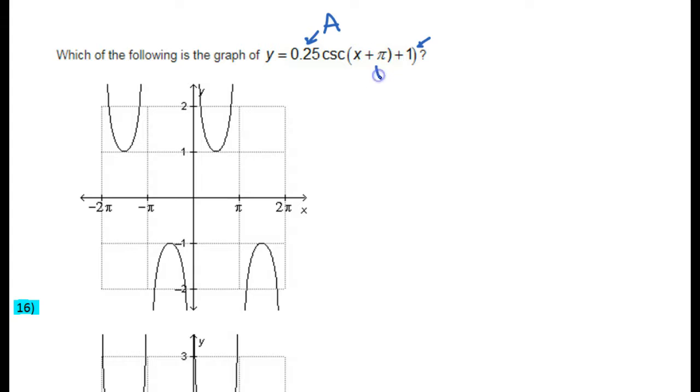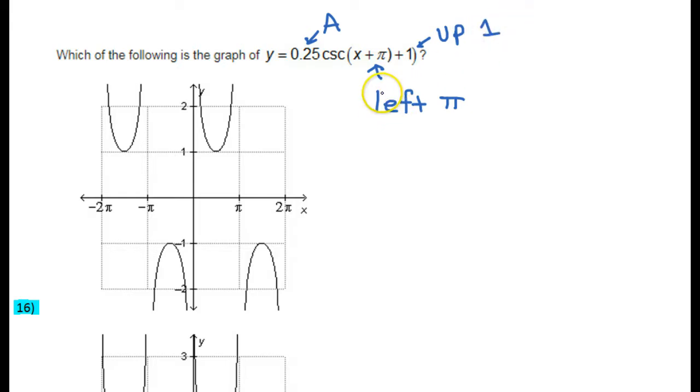We have a horizontal shift, and the horizontal shift, which occurs on the inside of any function, is always the opposite of the way it looks. So if you see a minus sign, it's actually a shift to the right, and if you see a plus sign, it's actually a shift to the left. So this graph will be shifted to the left pi units. And then we have this plus 1 on the end. That's going to be a vertical shift, and this one works the way we would normally think. So plus 1 will be a shift up 1.